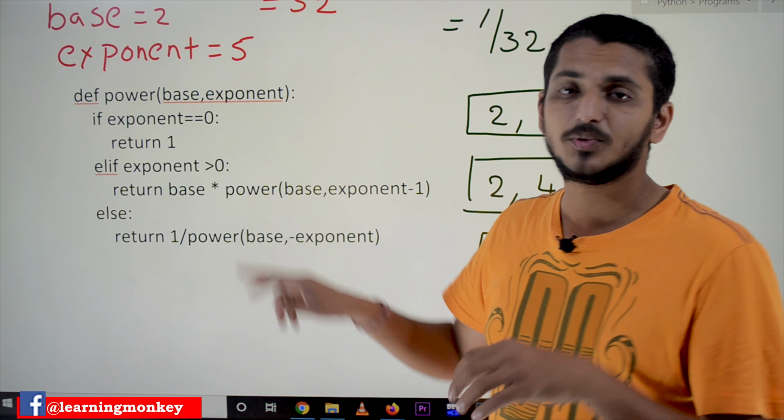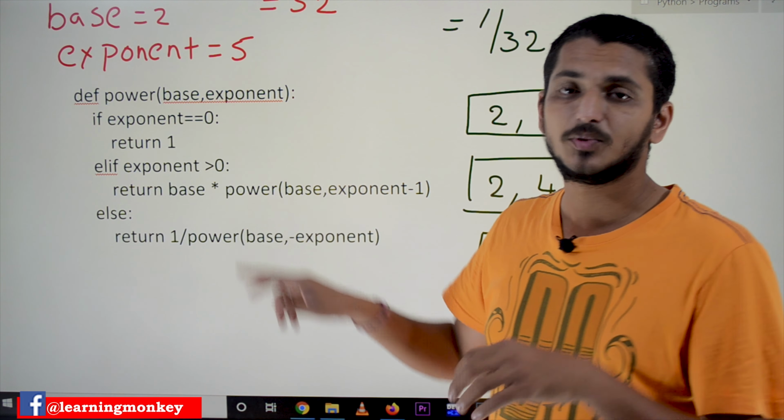So again 3 is greater than 0. 2 into, again recursively calling the new function 2 comma 2. So what happens here? 2 into, again calling the function 2 comma 1. 2 into 1, again calling the function 2 comma 0. Whenever exponent is 0, at this stage exponent is 0, what's the logic we have written? If exponent is equal to 0, return 1. So this function 2 comma 0 is a function which returns value 1.